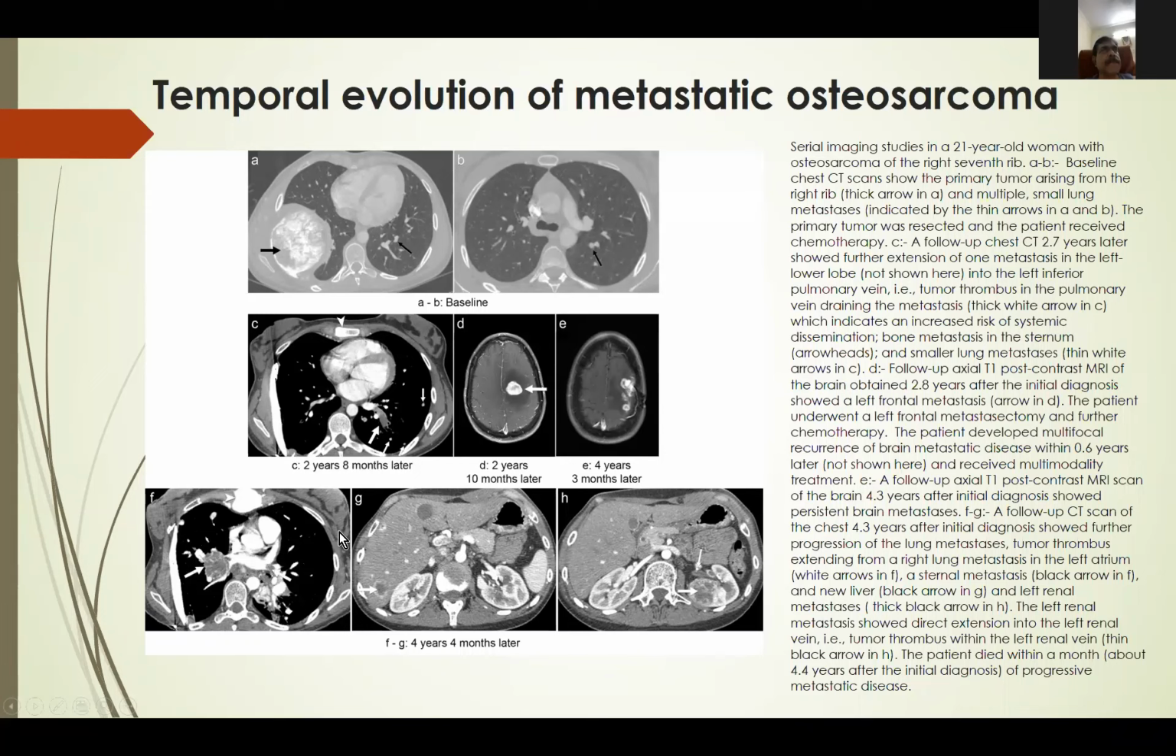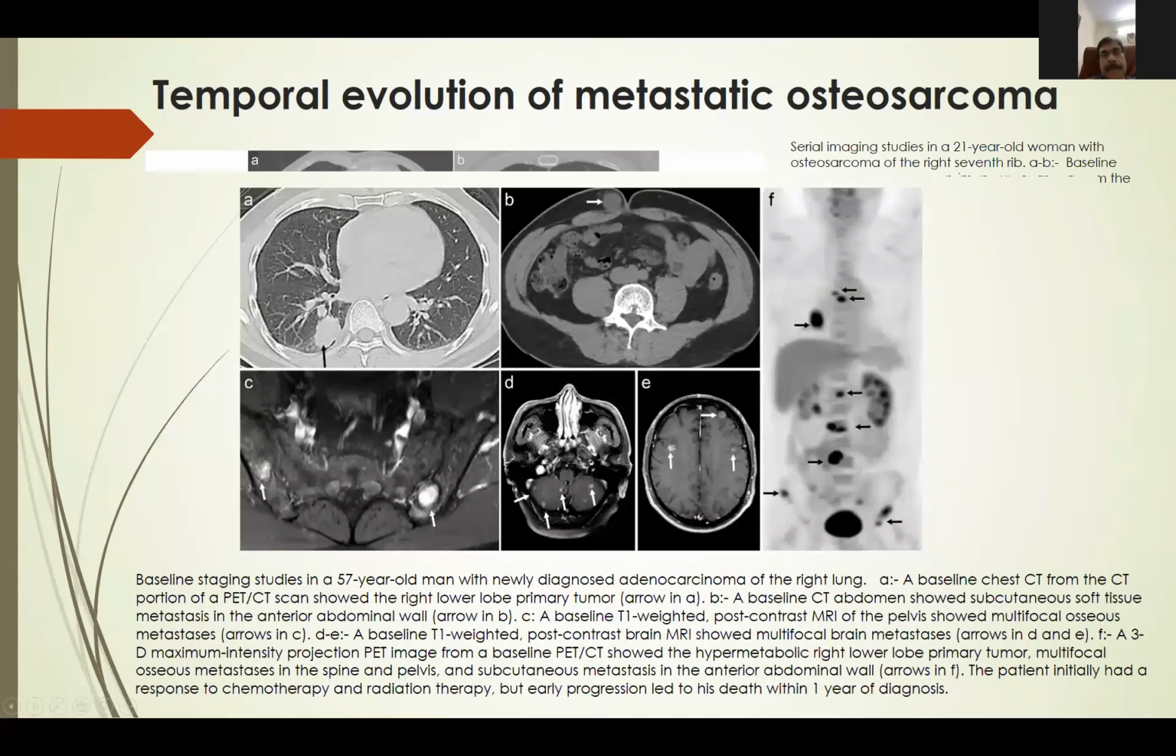So this thrombus here, it was reaching the left atrium. There was another right lower lobe metastasis also reaching the left atrium. And there's further systemic metastatic disease to the lungs, to the liver, to the kidney. And this also shows tumor thrombus going into the left renal vein. So this patient survived about 4 years, but I think systemic dissemination started around 2 years.